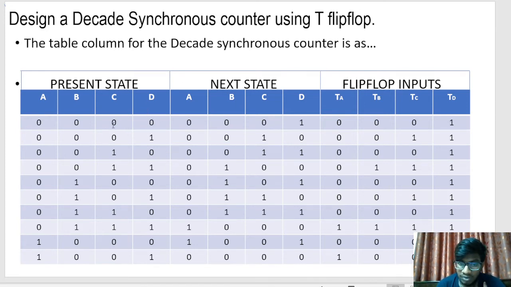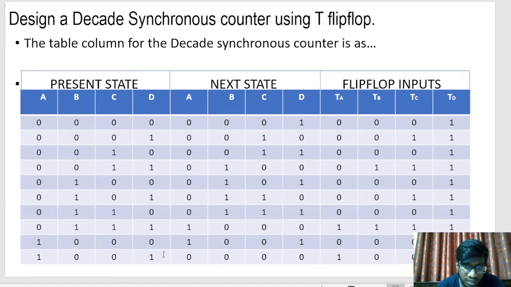To design the table, we need the present state. We take the present state as A, B, C, D, and the next state as A bar, B bar, C bar and D bar. Now, to represent the present state and next state: initially the present state is 0 and the next state should become 1, because it should count from 0 to 9. When the present state is 1, the next state will be 2. When it is 2, it will be 3. When it is 3, it will be 4. Likewise, when it is 8, it will be 9. And when it is 9, the next state should not be 10 because it counts only 9 values.